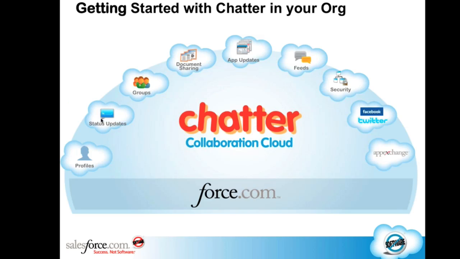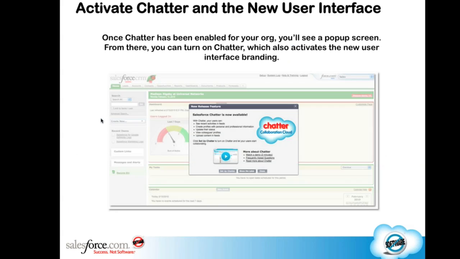So, as an admin, how do you get started with Chatter in your org? Once Chatter is enabled, the first time a system admin logs into your org, they'll receive this pop-up message, which has a button on it which will take them to the Chatter settings page. And once they've enabled Chatter for the org, all standard users will see the Chatter application, will have Chatter enabled, and will see the Salesforce Chatter application in the application dropdown.